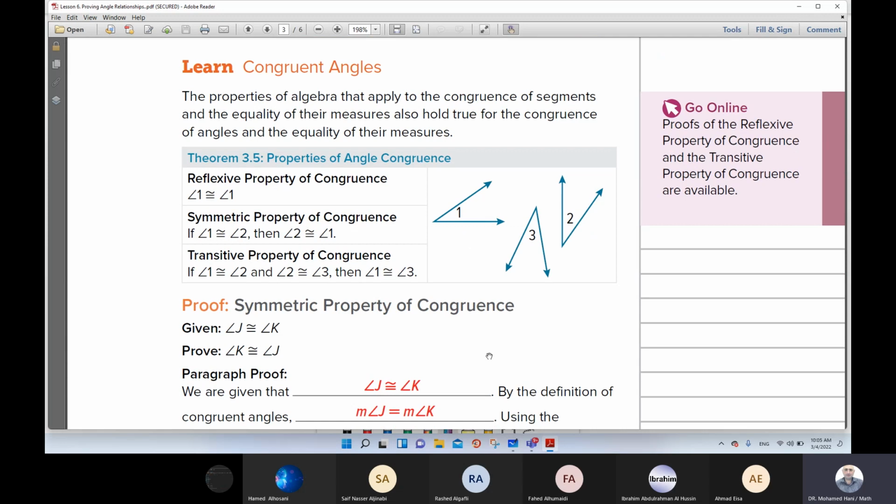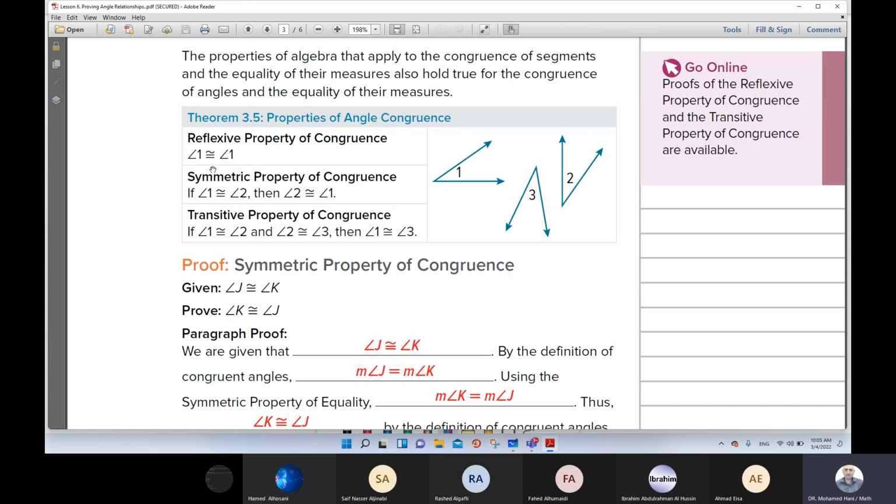The second idea, congruent angles. We have 3 properties. This is Theorem 3.5, properties of angle congruence. Reflexive property of congruence means angle 1 is congruent with the same angle, angle 1. Symmetric property of congruence means if angle 1 is congruent with angle 2, then angle 2 is congruent with angle 1. Transitive property of congruence: if we have angle 1 congruent with angle 2 and angle 2 congruent with angle 3, so we can write directly angle 1 congruent with angle 3.